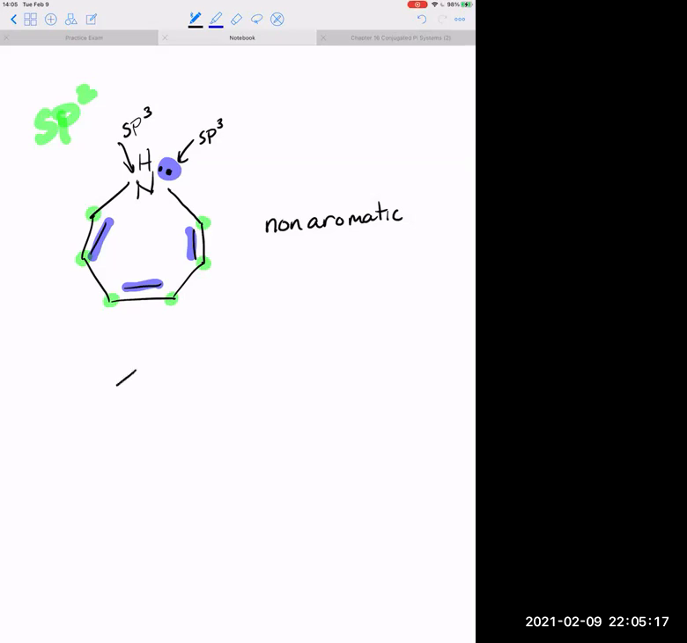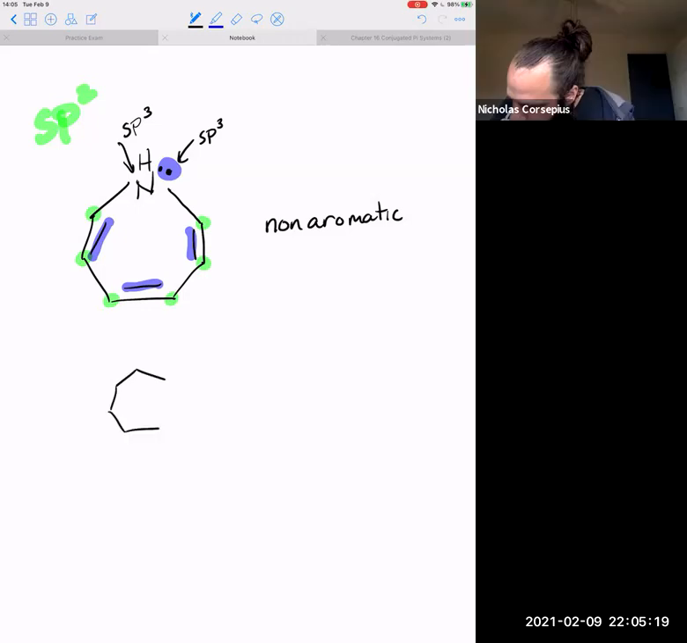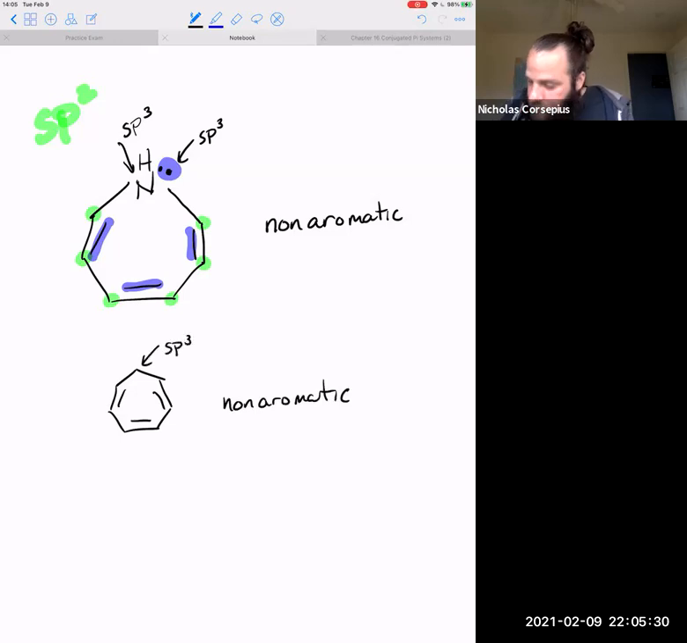All right, so this example, real quick. This example here would be no different from this one here. We would say that this one's non-aromatic because this atom here is sp3 hybridized. It's the same thing in this heterocyclic compound as well. What's your question?